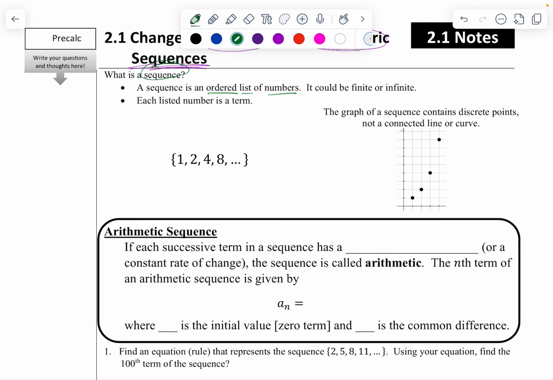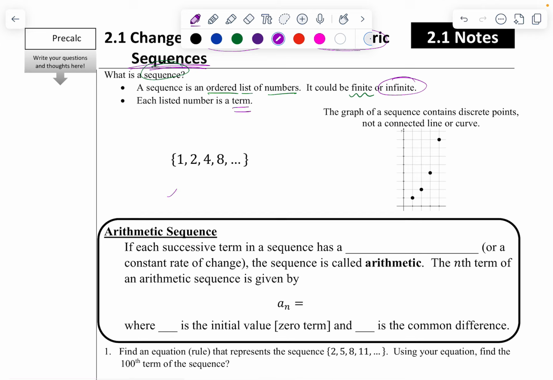So literally, it cannot be every value. It is very specific values. And this list could be finite, where there's a set number of values, or they could go on forever, to the end of time. So each listed number is a specific term, okay?